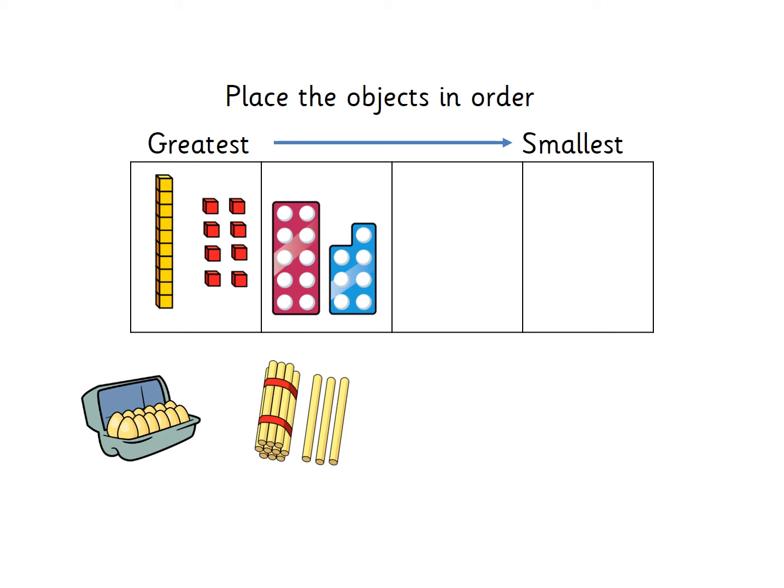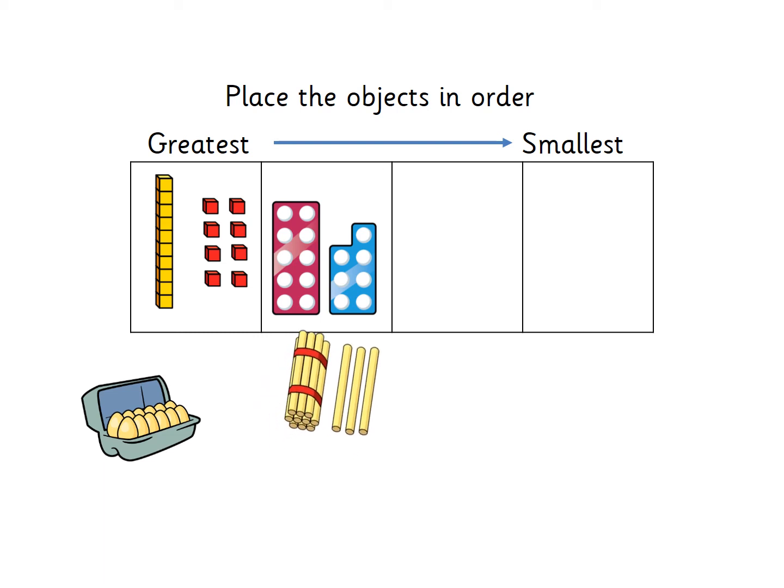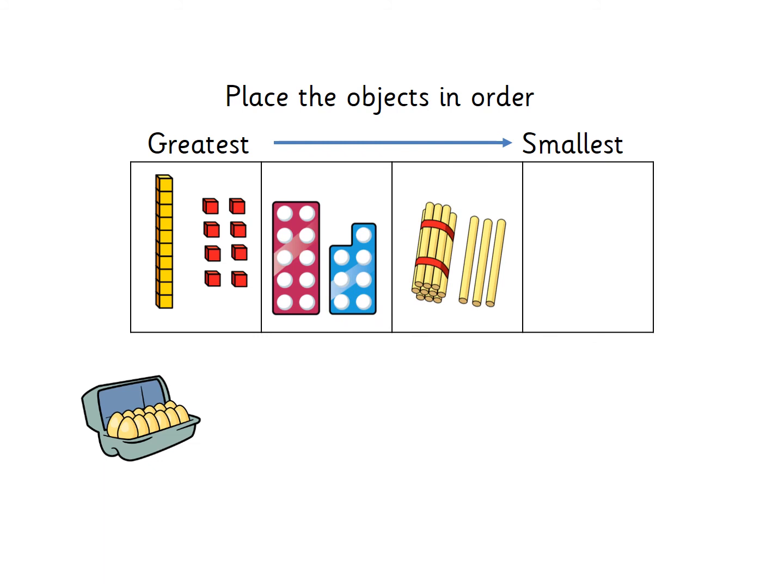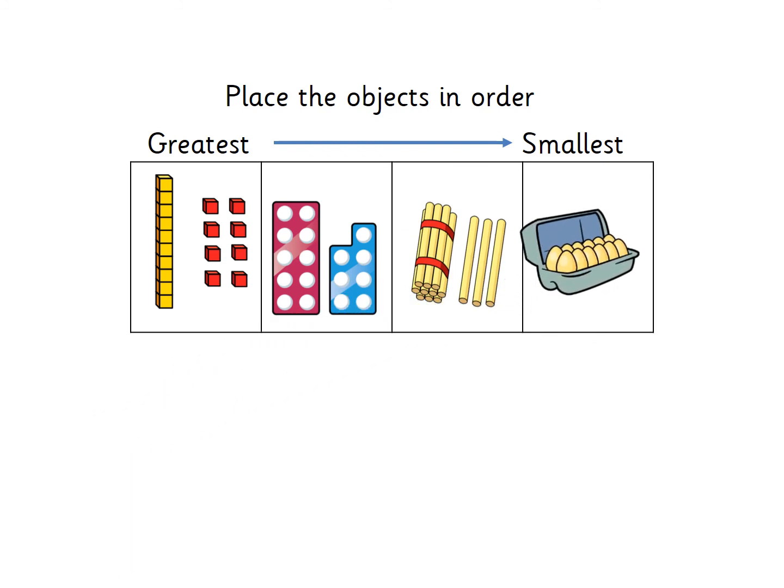Super, now we've got the eggs, 12 eggs and 13 straws. Which one is greater, 12 or 13? 13 is our next greatest, and our smallest number was 12 eggs, okay? That was the smallest amount there. Well done, boys and girls.